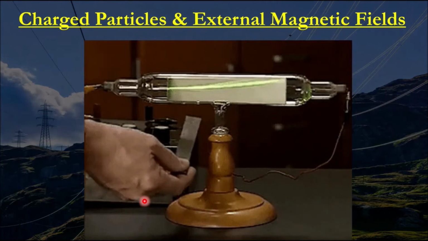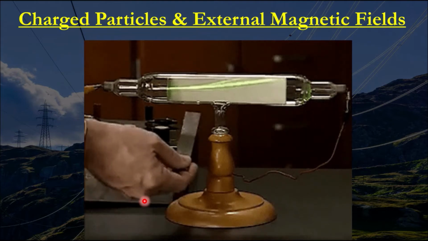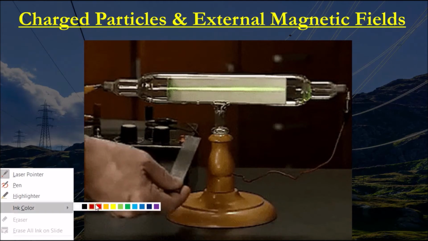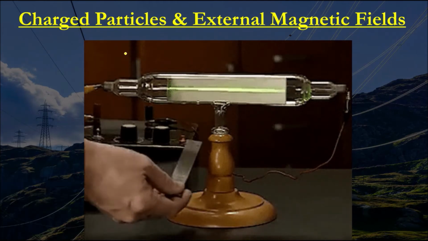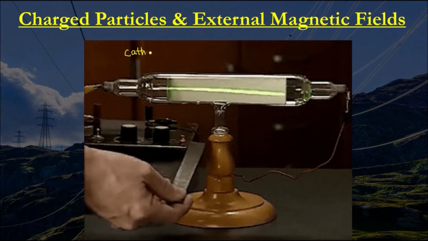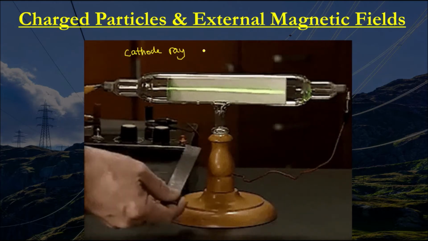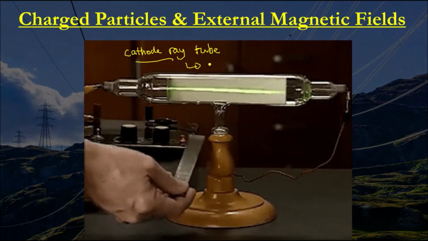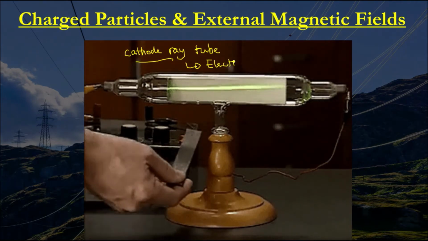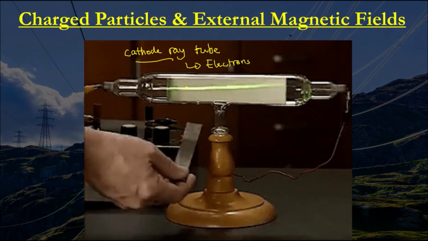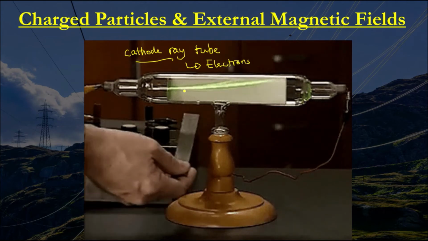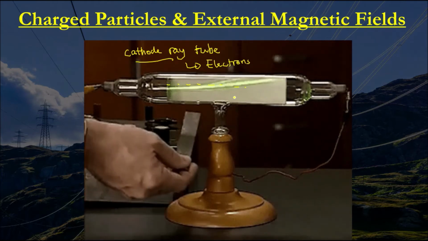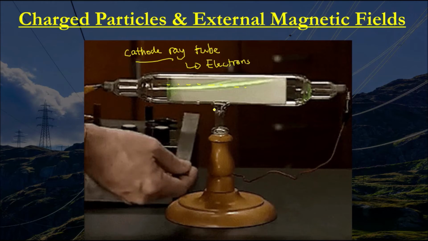So what I have here is an image of a cathode ray tube. Now a cathode ray tube is made up of electrons. Okay, so this is what we call a cathode ray tube, and it's firing out cathode rays, which are actually electrons. So we already talked about it: if we have a charged particle moving, so electrons moving along, these electrons are generating their own magnetic field.